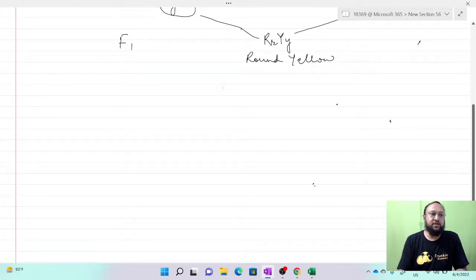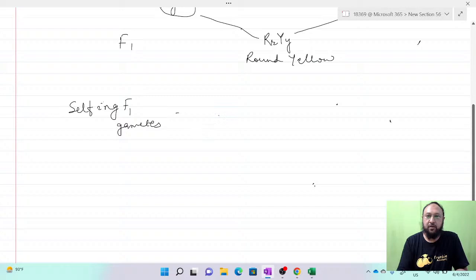Then he crossed these. For example, in F1 selfing, selfing means a cross between the F1 generation, selfing F1 gametes. So what did he find? We will draw it on a checkerboard, like this.